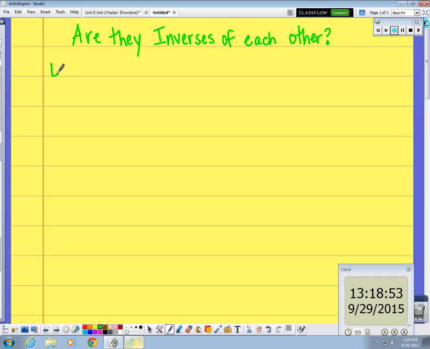Okay, example 1. Yesterday they gave us one function and they told us to find the inverse of that function. Well, today they're going to give us two functions and we're going to figure out if those two functions are inverses of each other. Okay, so first let's write down the two functions.